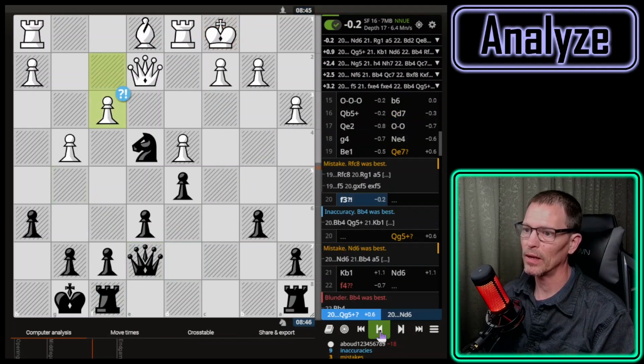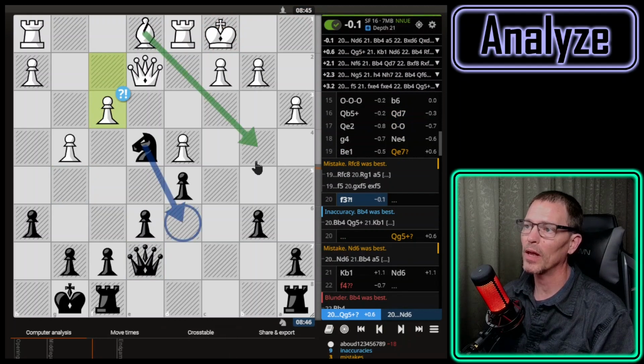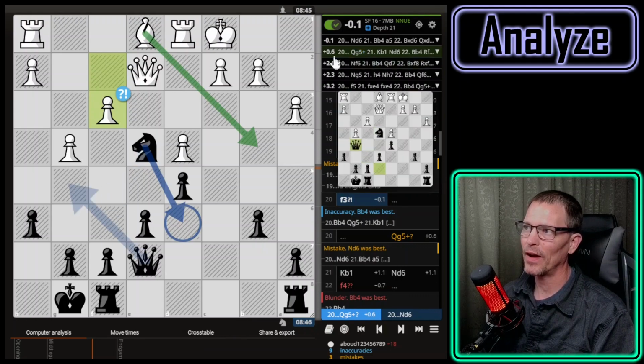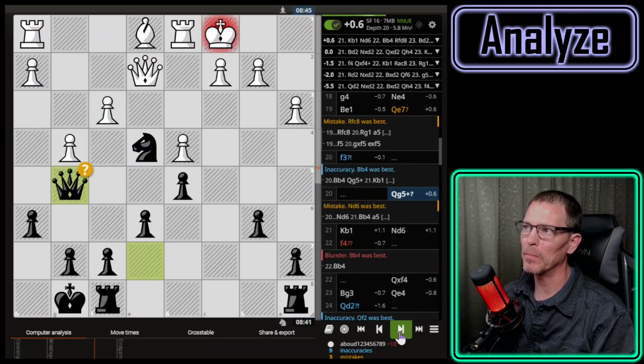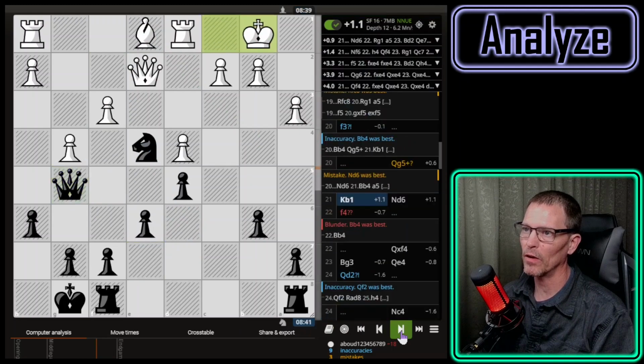Okay, so this is a second mistake in a row that gave my opponent an advantage. I should have just brought the knight back. Oh, and that also would have blocked the bishop to b4. Okay, I get that. But queen to g5 was my second best move, so it didn't give them much of an advantage. And all they had to do was move their king over, which they did.